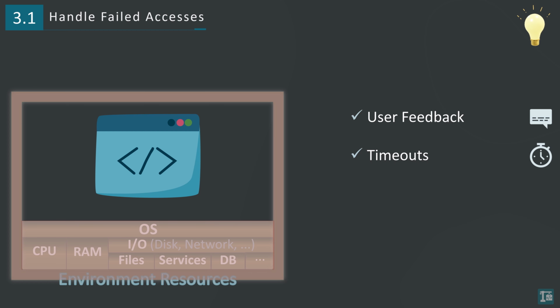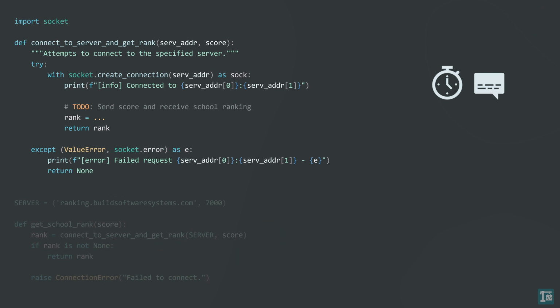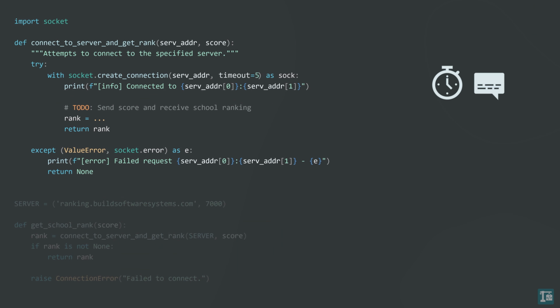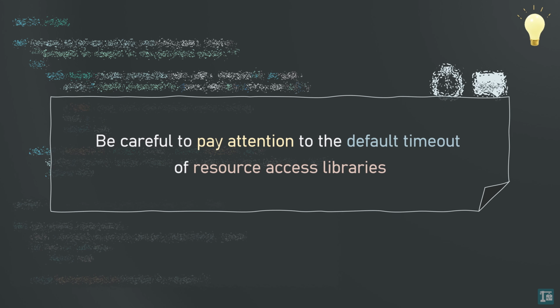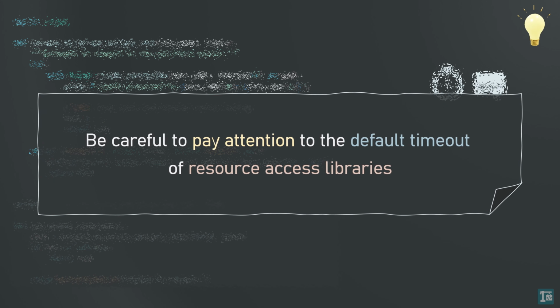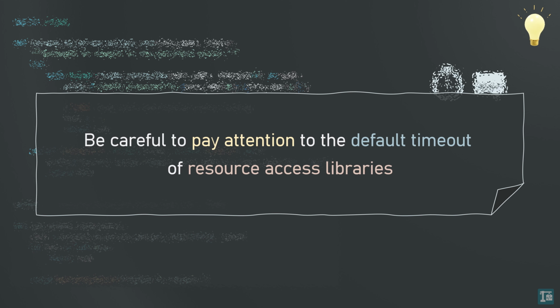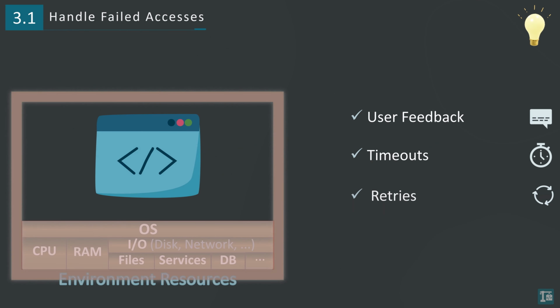Timeouts. Set a time limit for any resource access to complete and consider the access to have failed if the timeout is passed. To enhance our example, we specify a timeout of 5 seconds. This will make the resource access raise a socket.timeout exception if the timeout is elapsed. We catch it and process it as an error. When using a resource access library, make sure to check the information about the default timeout settings or systematically set a timeout value.